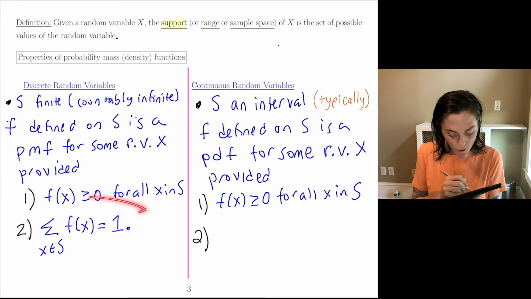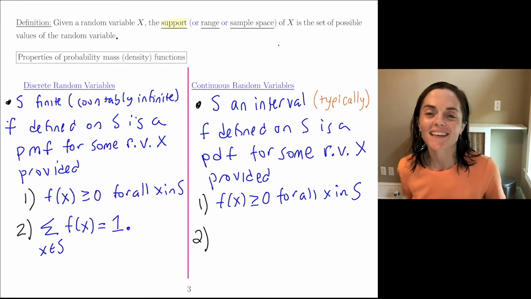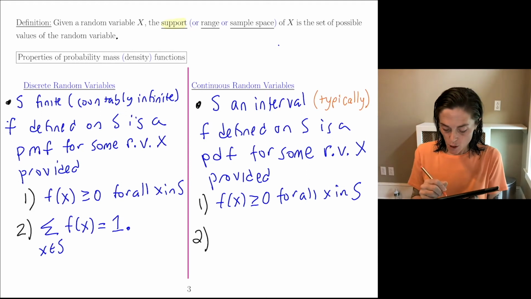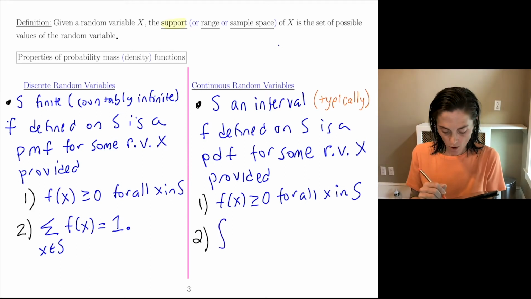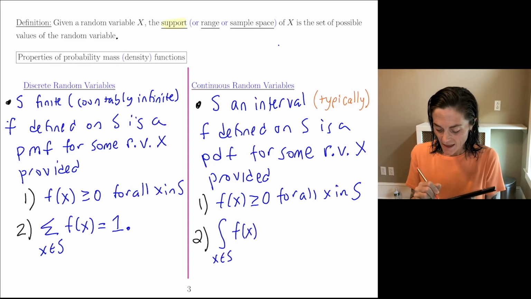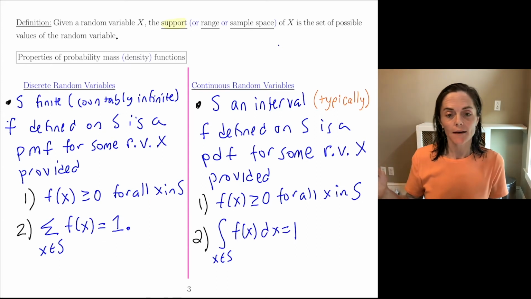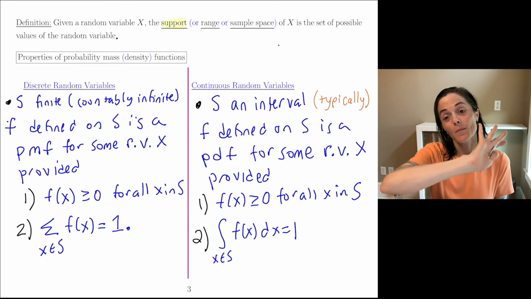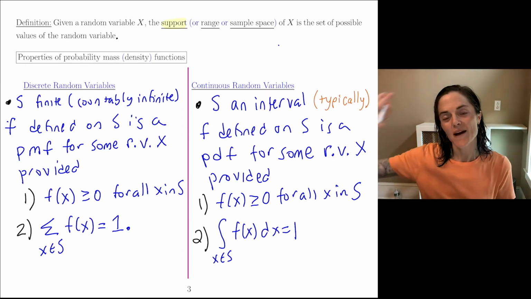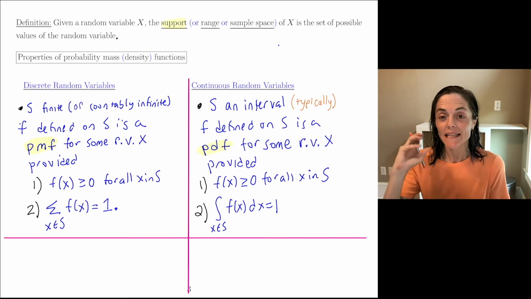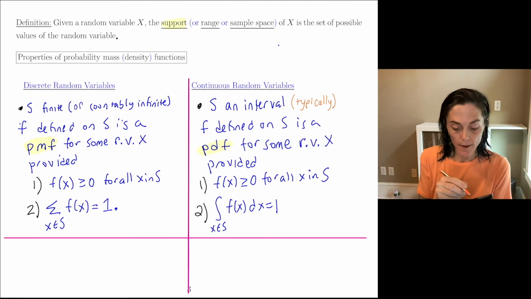So in the discrete world, we add to calculate probabilities. The continuous world, we integrate. So what we need is you integrate over all x in S, f of x, dx, and we get 1. So these are the two properties that we need, both for a probability mass function or probability density function. I just made this slightly smaller because I want to make a remark.